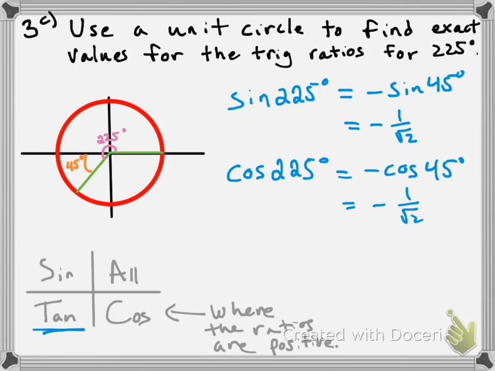Okay, let's talk tangent. Tangent is positive in quadrant 3, so the tangent of 225 degrees will be the tangent of 45 degrees, right? Not the negative tangent of 45 degrees, the positive tangent of 45 degrees. The reason why is we're dealing in quadrant 3, and tangent is positive in quadrant 3. Tangent of 45 degrees, according to our rule, is 1. So the tangent of 225 degrees is also 1. Okay, so that's 3C.